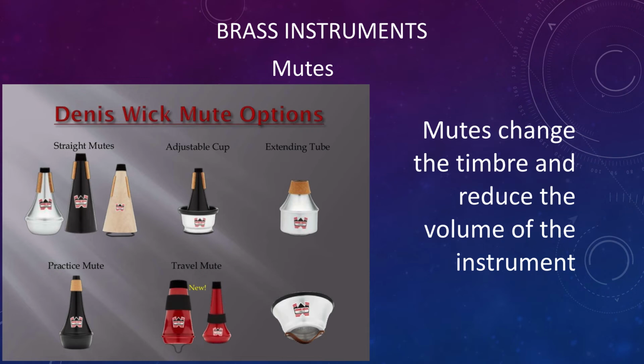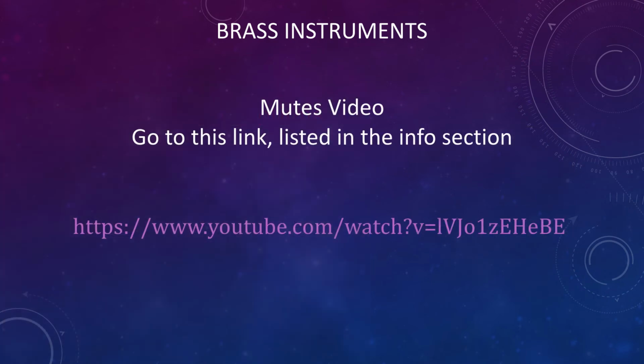Brass players will often use mutes to change the timbre of their instrument. Mutes restrict the airflow near the bell, which reduces certain frequencies and emphasizes others, depending on the design of the mute. Mutes also reduce the volume of the instrument substantially. Pause this module for a moment and listen to the short YouTube video on mutes listed in the info section.